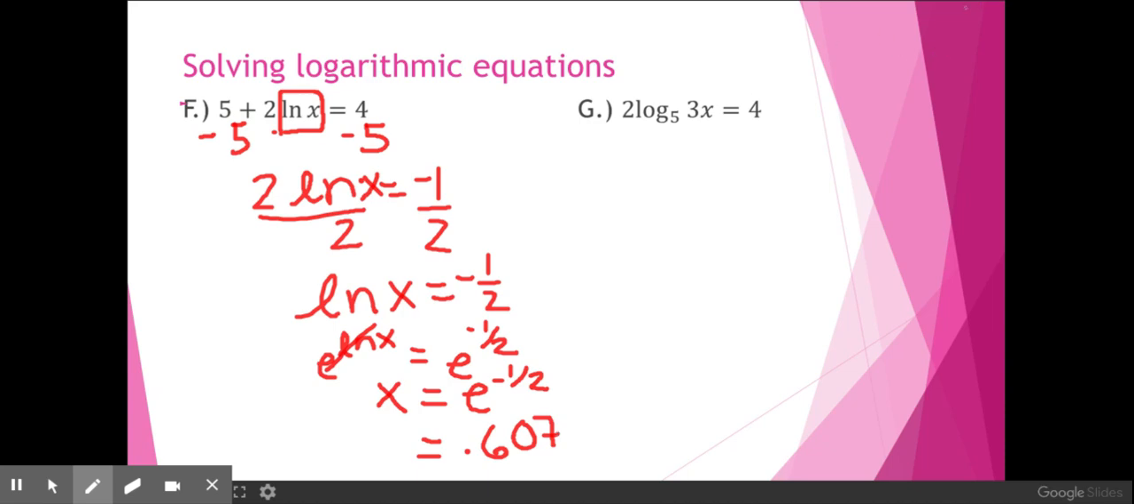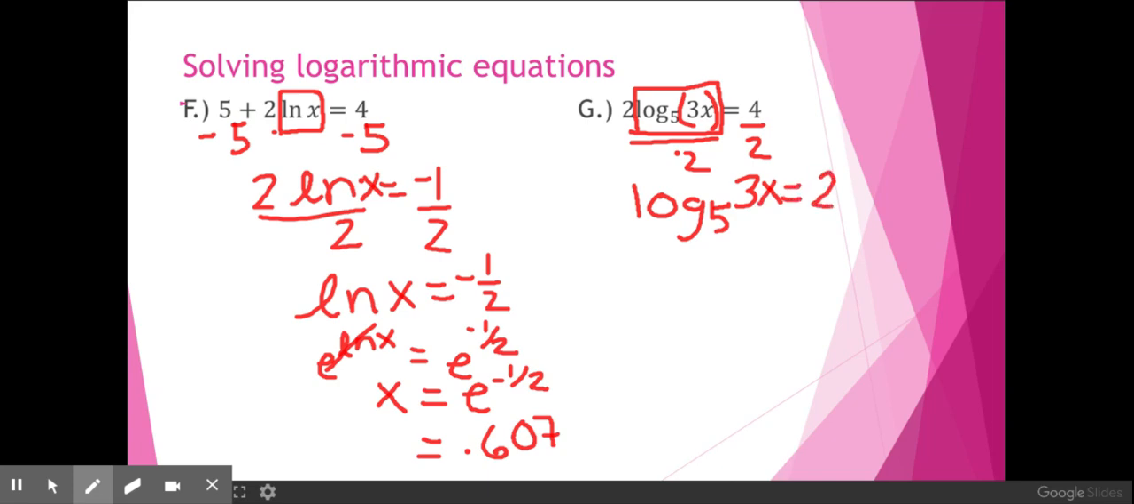So 2 log base 5 of 3x equals 4. So this 3x is all part of the log. So the only thing we need to get rid of is this 2. So we're going to divide by 2 because you need to isolate the log before you exponentiate, before you raise everything up. All right. So now we have the log alone. So we're going to take 5 as our base and we're raising everything up.